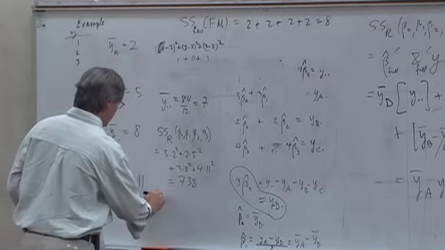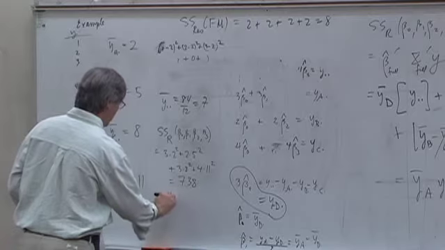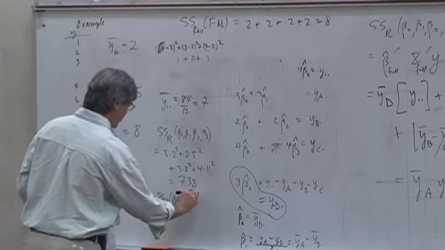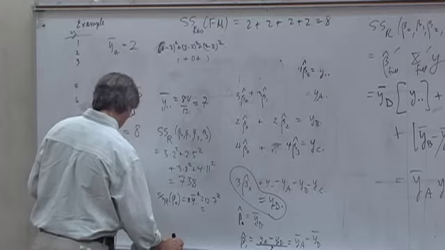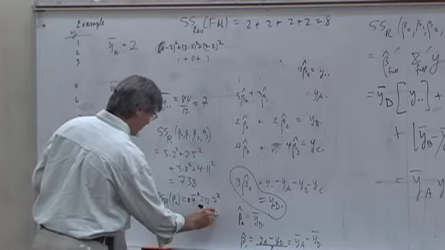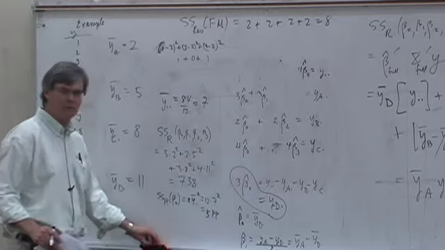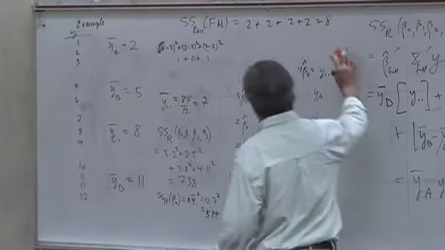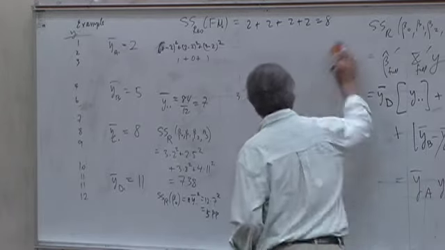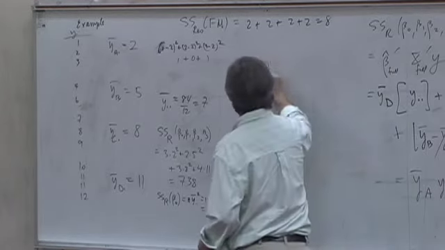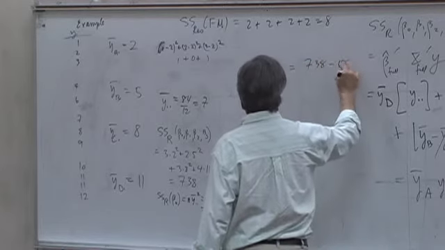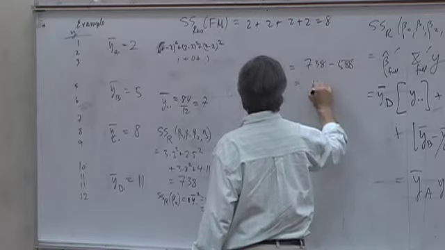And what's the SSR for beta 0? In other words, the correction term, that's n y double dot bar squared equals 12 times 7 squared. That's equal to 12 times 49, which is 588. So what does that mean the usual regression sum of squares is? The usual regression sum of squares is the difference of those two. So SSR with no notation is 738 minus 588 equals 150.